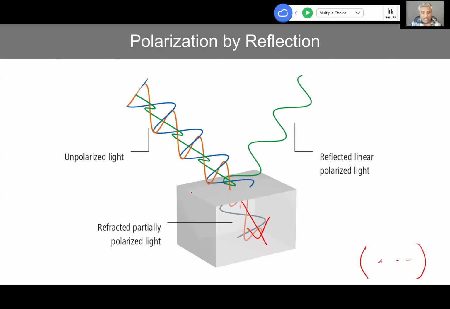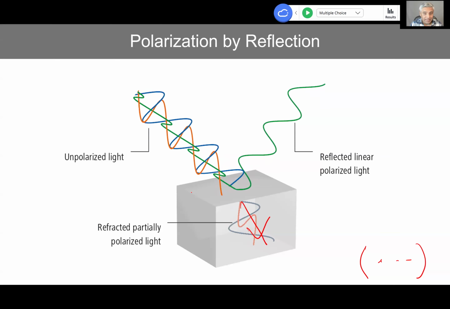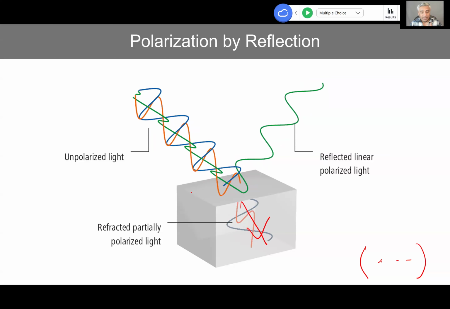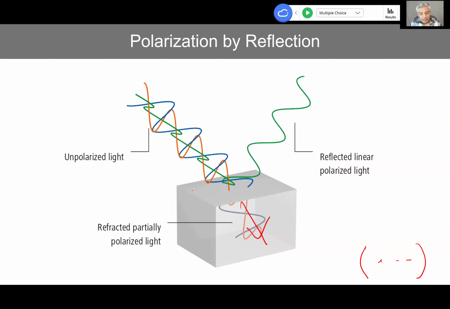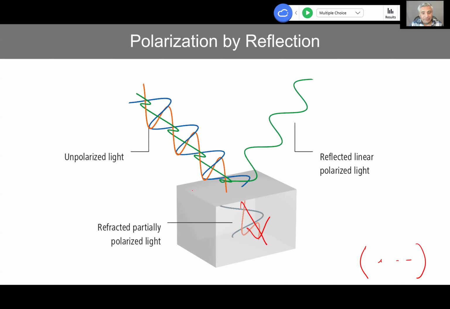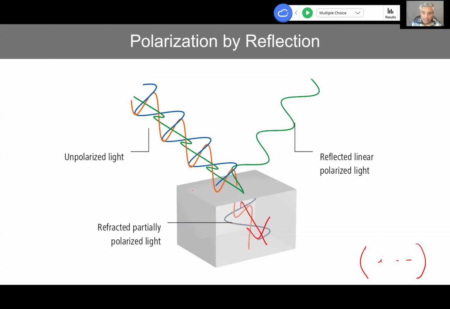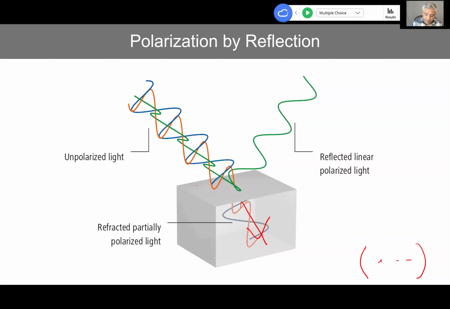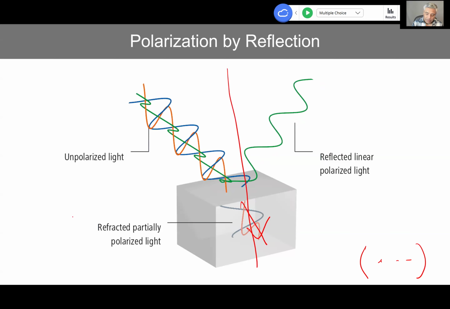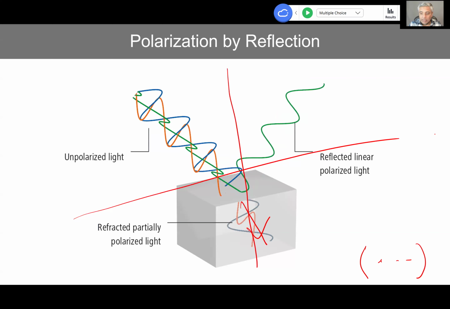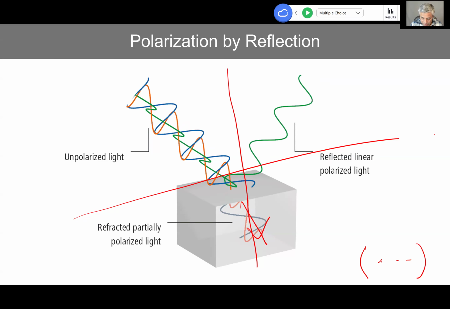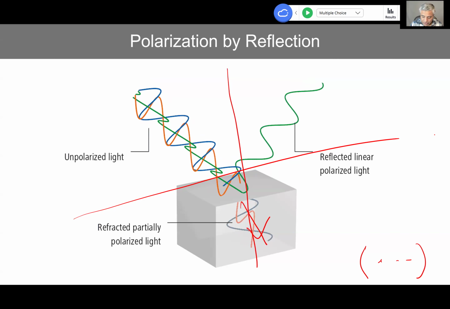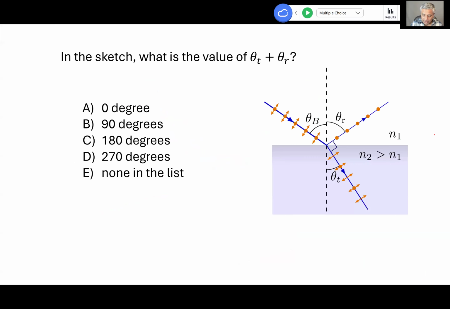So we can use polarizing devices, we can use polarizing glasses and so on. That makes light polarized, but simply reflection from the surface can also make light polarized. But for that to happen, it has to satisfy certain condition. So before we talk about that condition, I have a question.